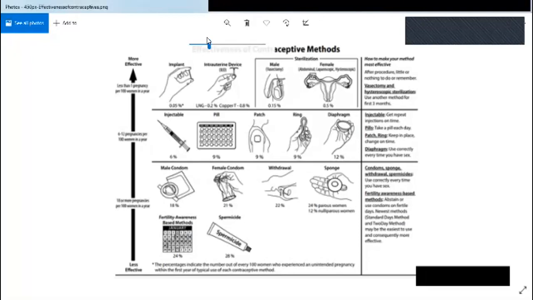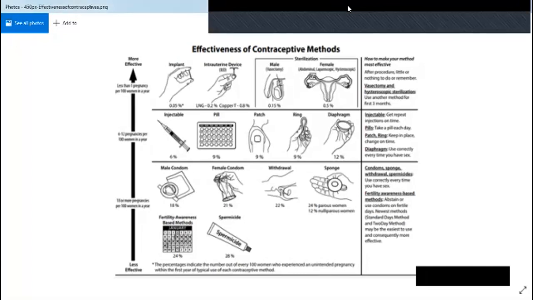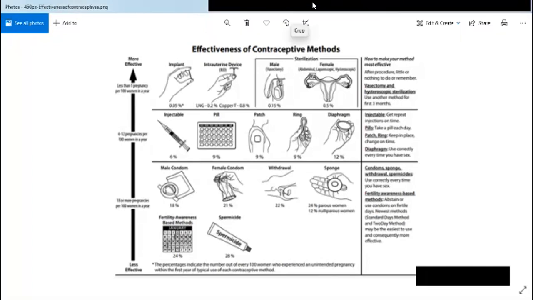Is it clear now? Is the image clear now? Clearly visible to everyone? I'm still not clear. Yes, ma'am. I don't know why, because this is something which should be clear, because now it is part of my system.